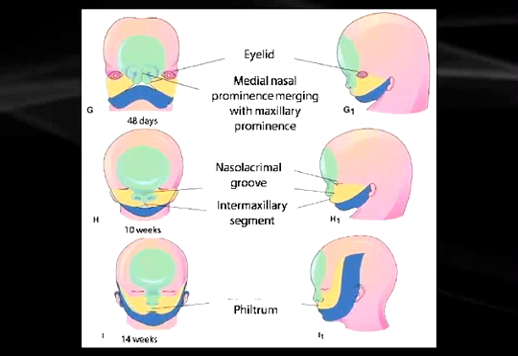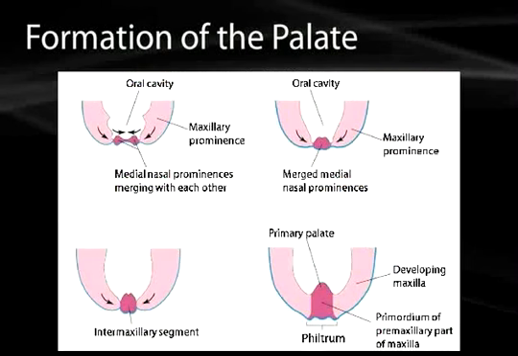As it works forward, getting towards 14 weeks, the face is starting to look very human, and the remaining portion of the nasofrontal process will be the strip of skin over the nose and also the philtrum.